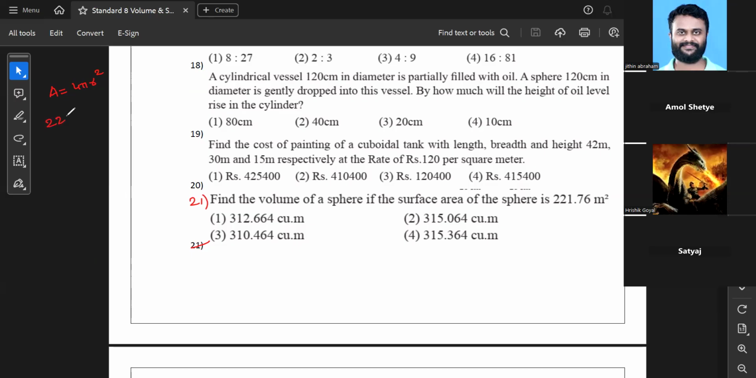So it goes like this: 221.76 is equal to 4 pi r square. We will have to use 3.14 because I don't see another option. So 4 into 3.14 into r square.